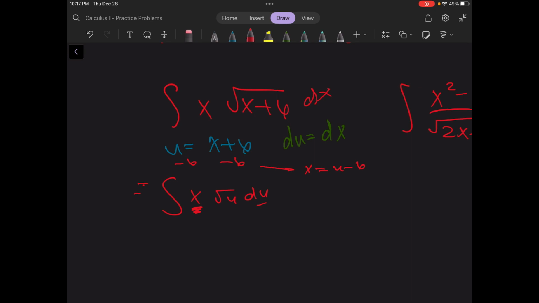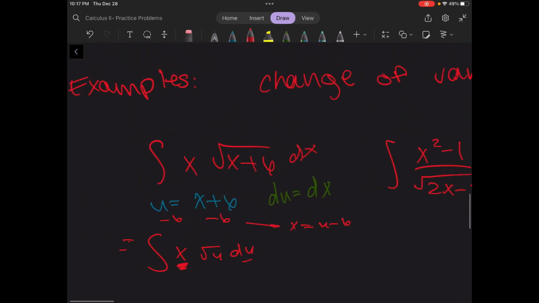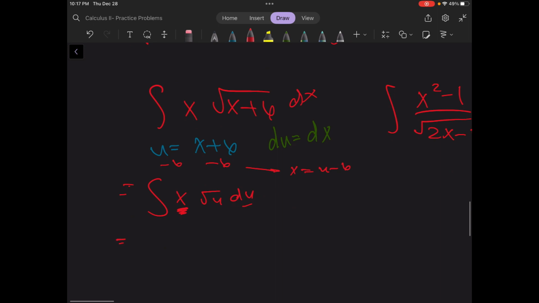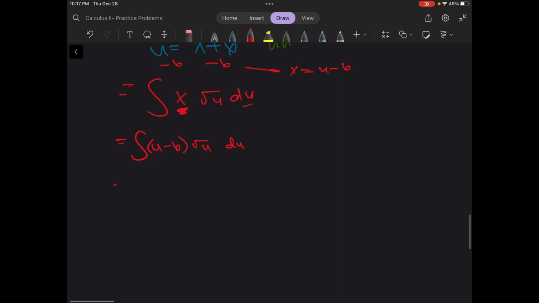So all we're going to do is a change of variables to just get rid of that x. So x is equal to u minus 6 times the square root of u du. Now this just made the integral a bit more challenging because we're going to distribute that square root of u, leaving us with u times the square root of u, which is u to the 3/2, minus 6 square roots of u, which is u to the 1/2, du.